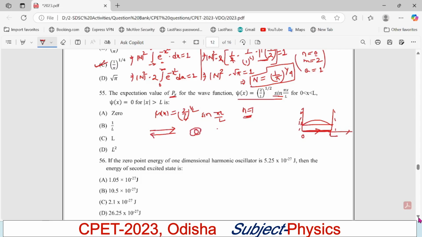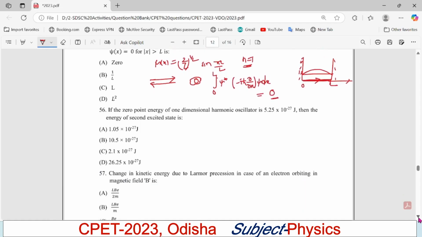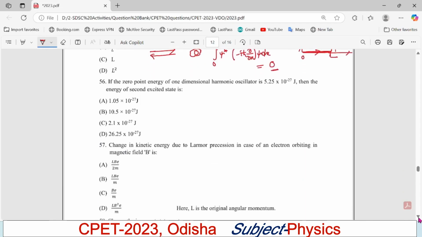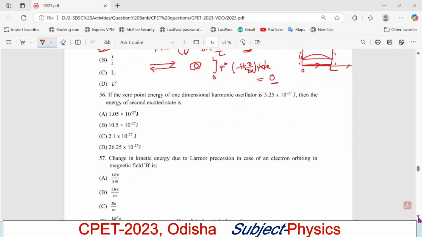Otherwise you can calculate this one by using this one. 0 to L psi star px, which is nothing but your minus i h cross del by del x psi dx. If you calculate it also, you can get the value 0. The value will be 0. So here option A is your correct answer. This is the familiar question.